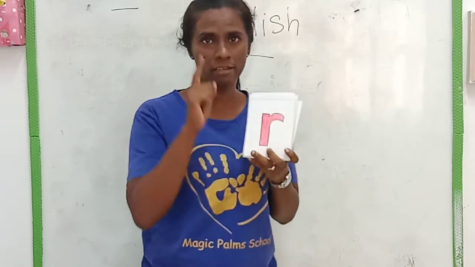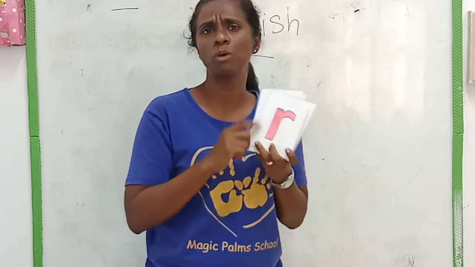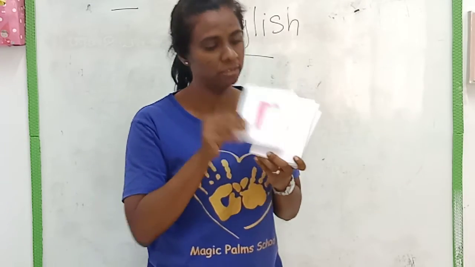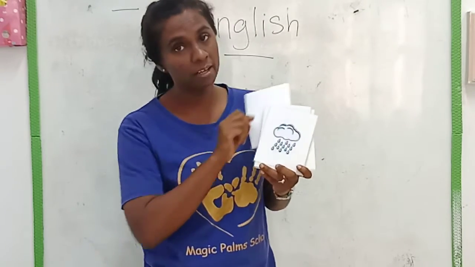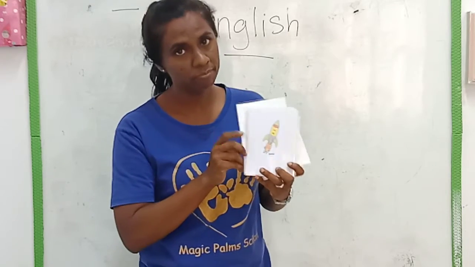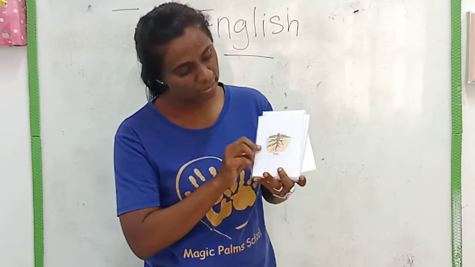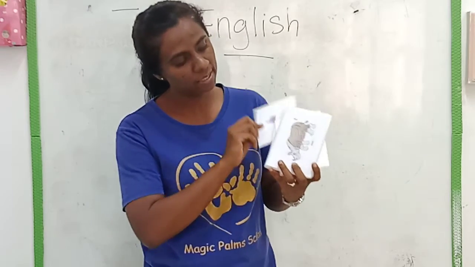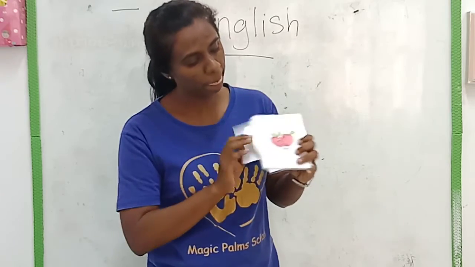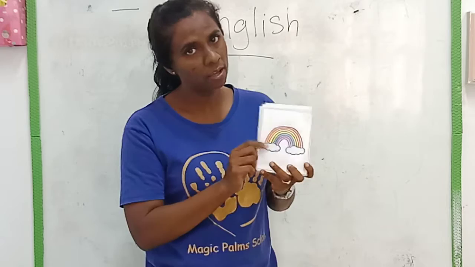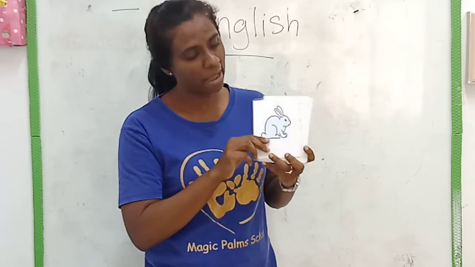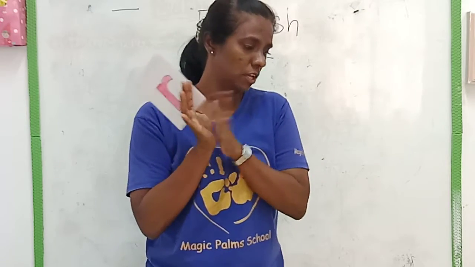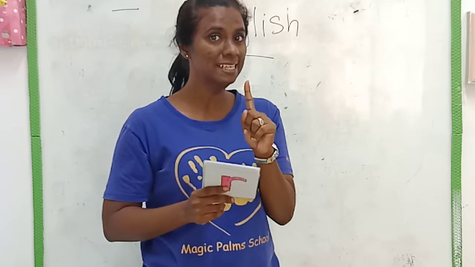Okay, very good. And let's do it one more time. Teacher just wants to make sure you all still remember, okay? R, ring, rain, rocket, root, rose, rat, rhino, raspberry, rainbow, rabbit. Very good. Okay, can you please clap your hands for yourself? Very good. Now let's move to letter S.